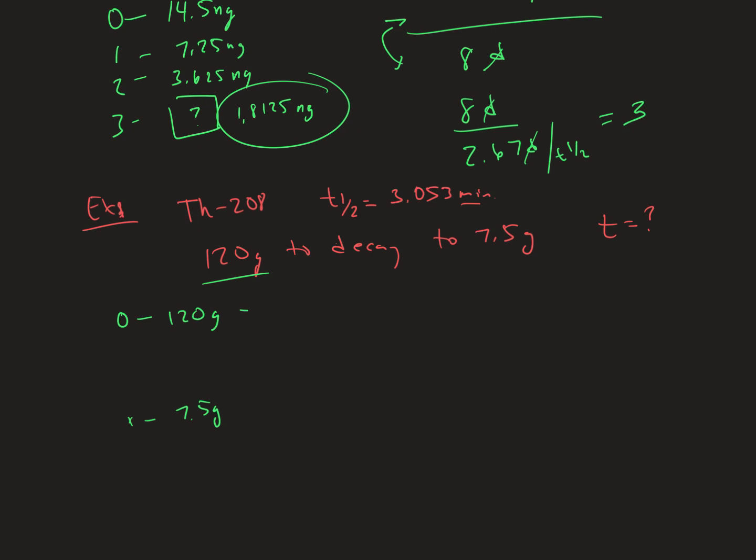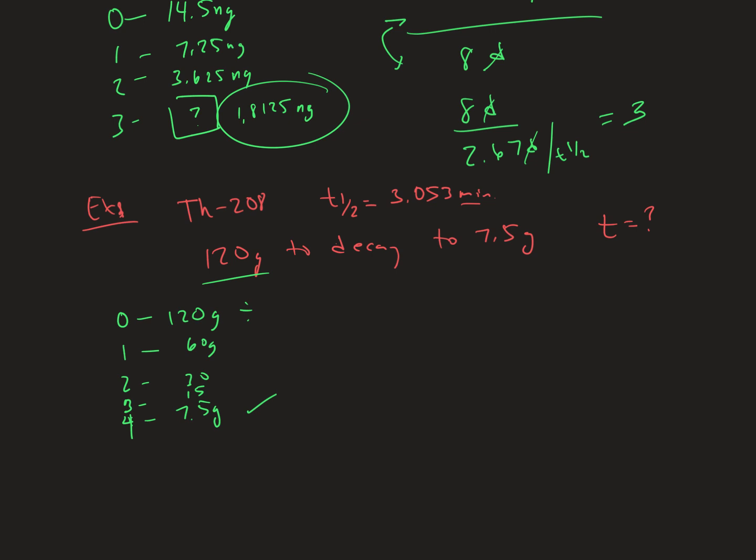We divide it by 2 until we get 7.5, and count how many times we divided by 2. So our first one's going to be 60 grams. Our second one's going to be 30 grams. Our third one is going to be 15 grams. And our fourth one is going to be 7.5 grams.